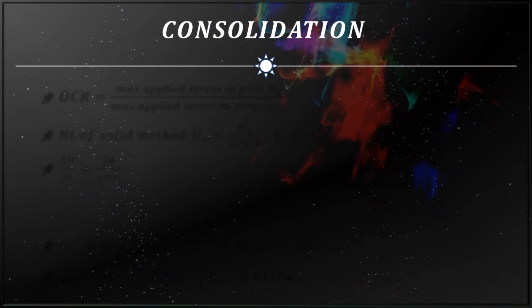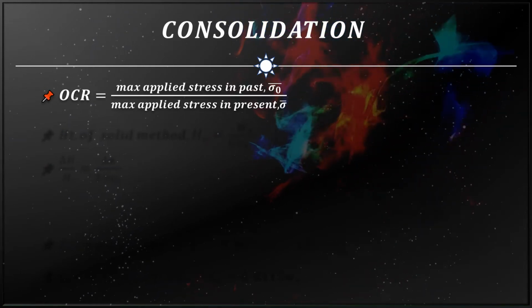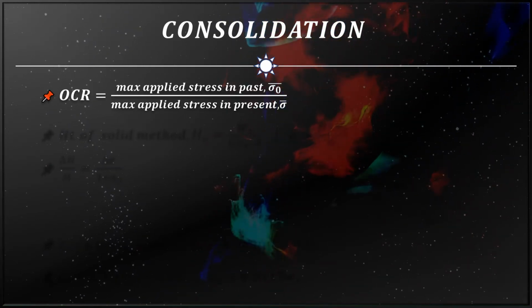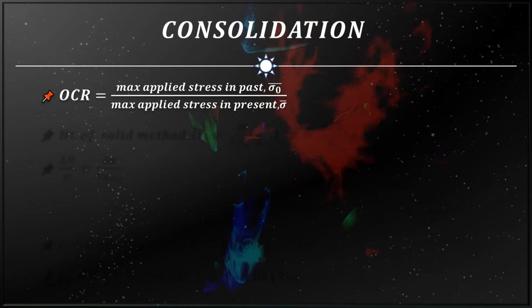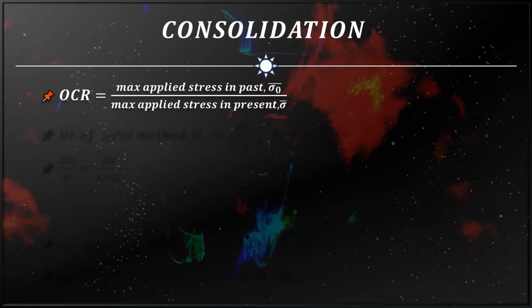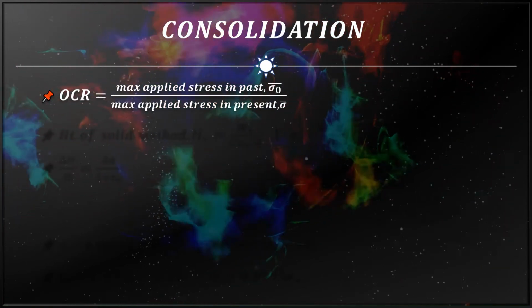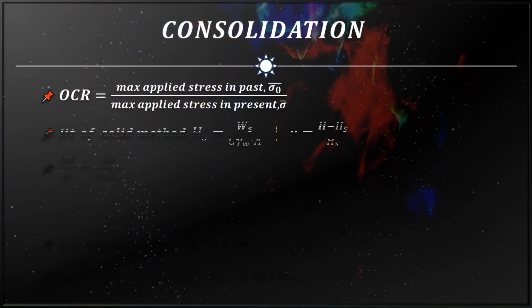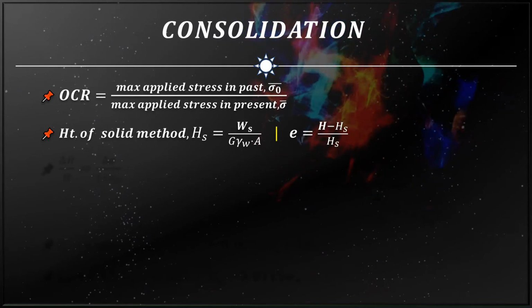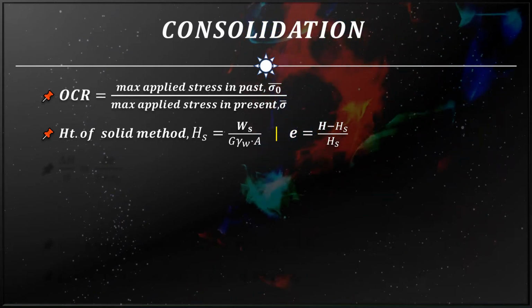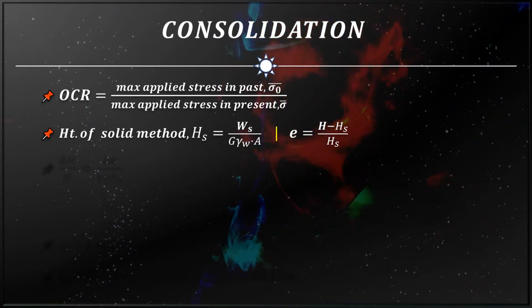Now we shall move ahead with the chapter consolidation. So the first formula, OCR, that is the over consolidation ratio, is the ratio of the maximum applied stress in the past, denoted by sigma naught bar, to the maximum applied stress at present, denoted by sigma bar. And we shall see how to calculate void ratio. There are two methods: the height of solids method and the change in void ratio method.